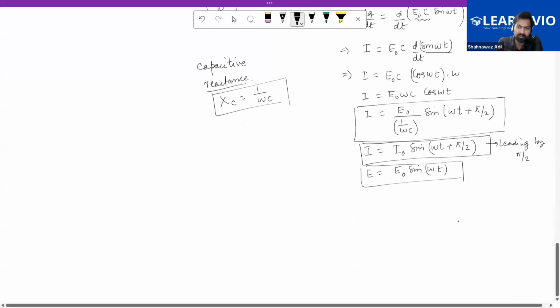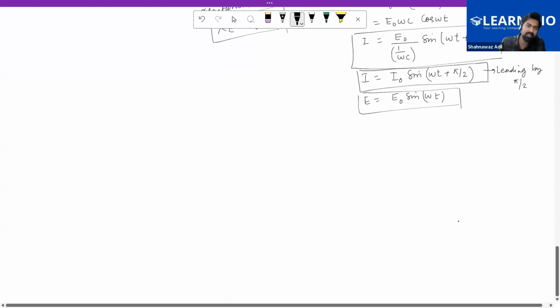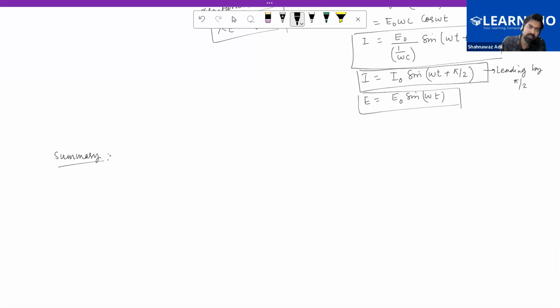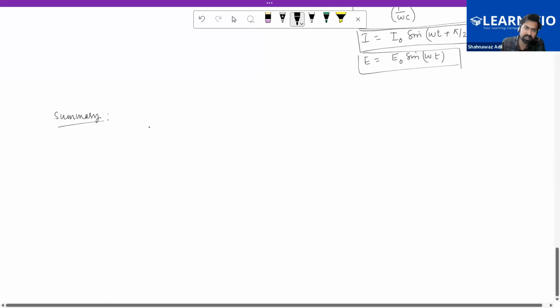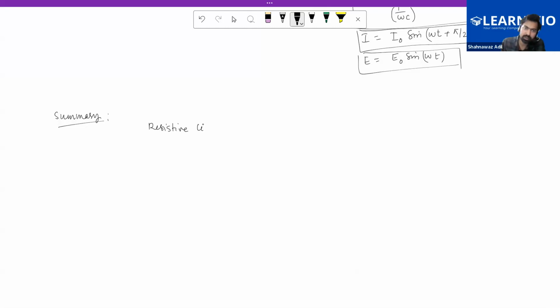So what do we have? I will just write the summary. The summary is that in the resistive circuit, I is I naught sine omega t, right? So the phase phi is 0. They are in the same phase.